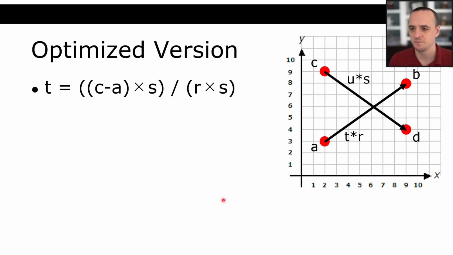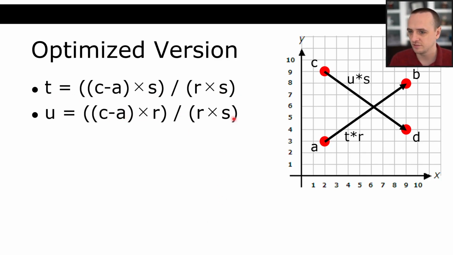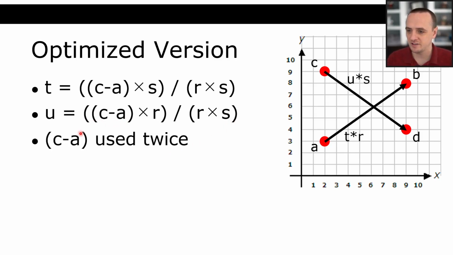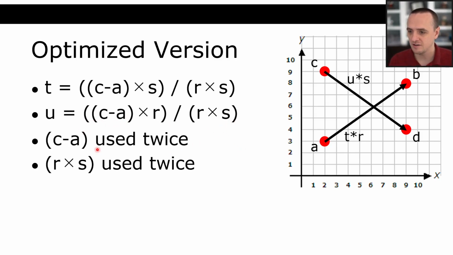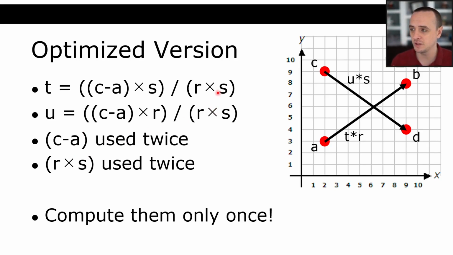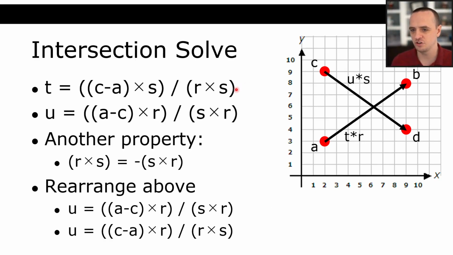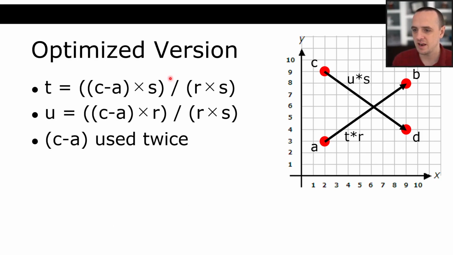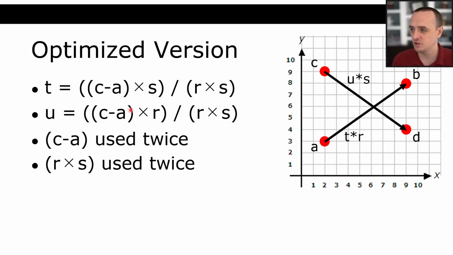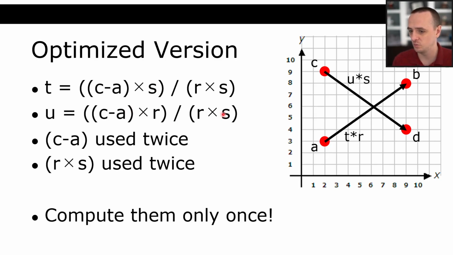However, look at this. Now, t is equal to this, and u is equal to this. So c minus a is used twice, and r cross s is used twice. So we can compute them only once, and then use their values twice. Okay? So in the original version, we would have had to compute r cross s and s cross r, and c minus a and a minus c. But now, we have two of these values that are used twice, and only need to be calculated once. So we can compute them once, store their value, and then use them twice.